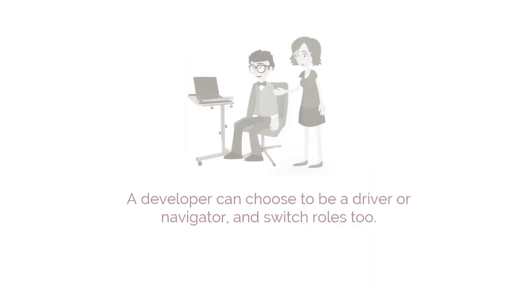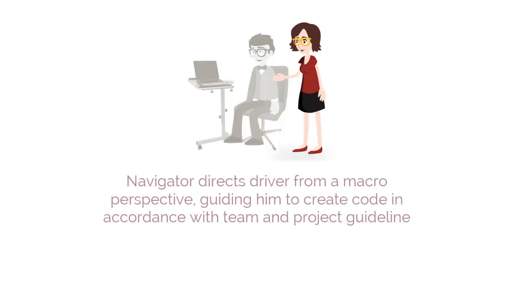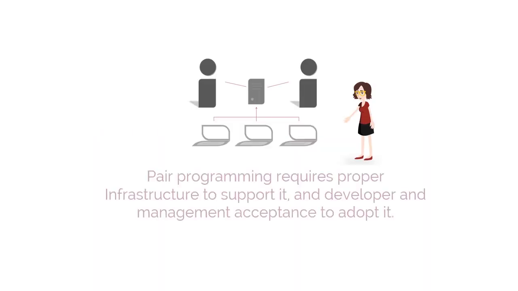A developer can choose to be a driver or navigator and switch roles too. The driver writes the code from a micro perspective, only thinking about the functionality of the code, while the navigator directs the driver from a macro perspective, keeping the entire project in mind, guiding the driver to create code that is in accordance with the team and project guideline. Usually, a pair is formed to work on a single task. When that task is done, it is dissolved and a new one is formed. This is done to encourage collective code ownership. Pair programming requires proper infrastructure to support it, and developer and management acceptance to adopt it.